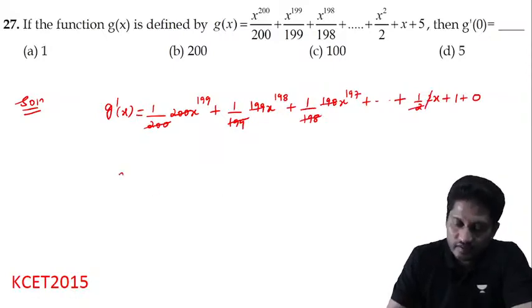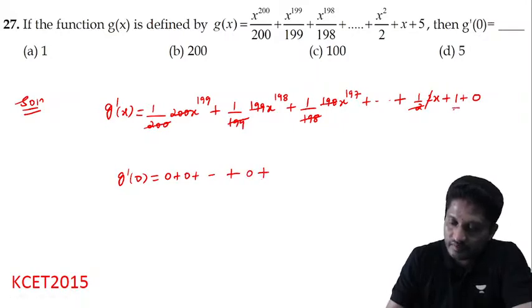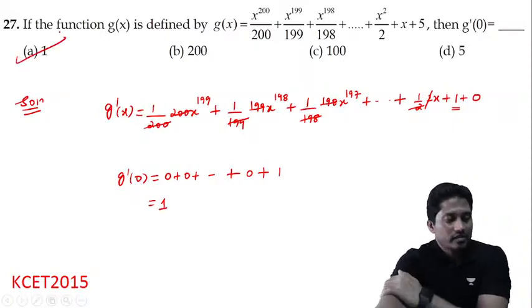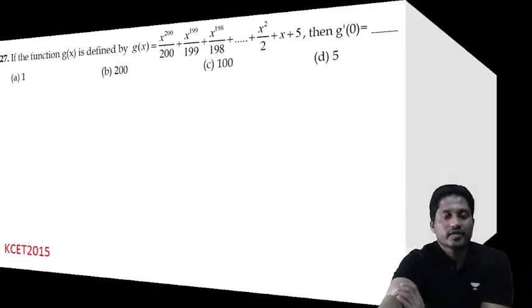Right, now g dash of 0. Wherever x is there, you put 0, you get all zeros. Okay, and then the constant term that is left out is 1. The answer should be equal to 1. Right, that was a simple question on differentiation. Let's move to the next question.